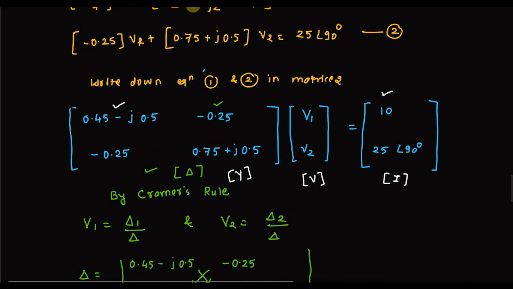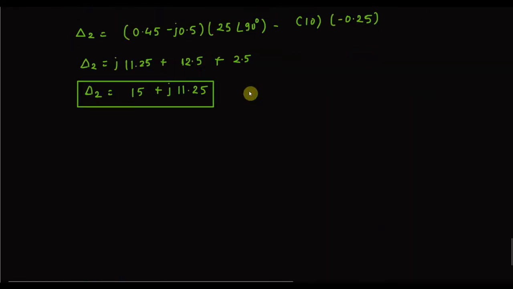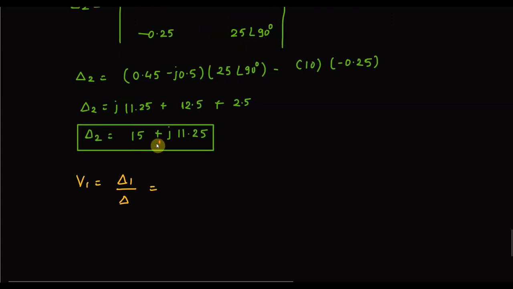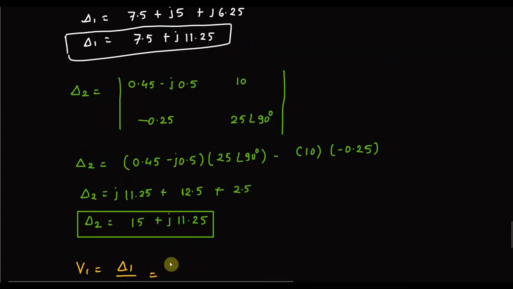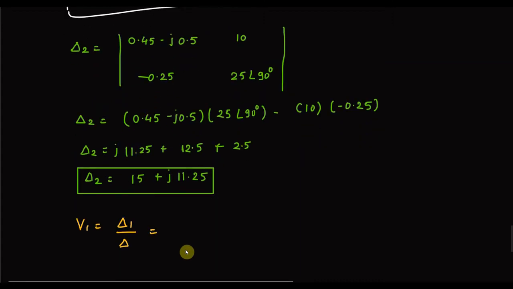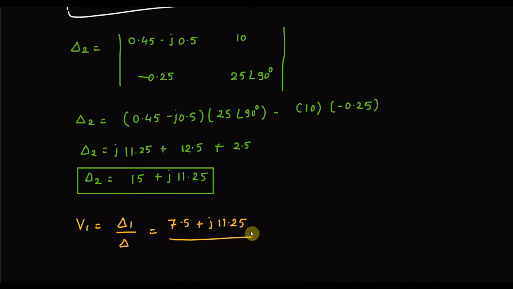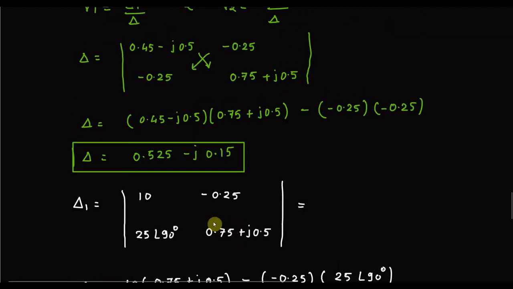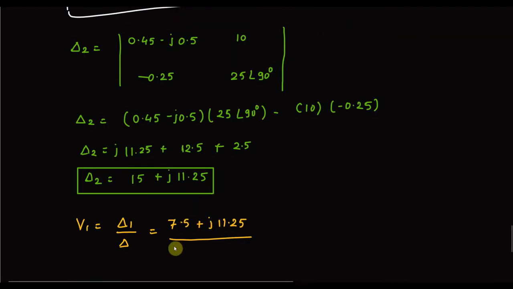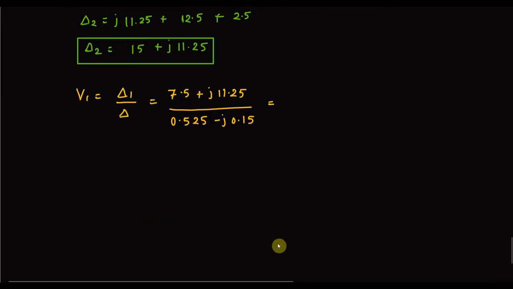So I will calculate the values of V1, V2. V1 is delta 1 upon delta. Delta 1 I have just calculated above: 7.5 plus j 11.25, and this should be divided by delta. Delta we have calculated as 0.525 minus j 0.15. So you will get V1 here.